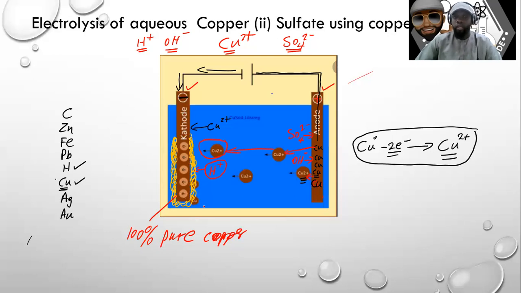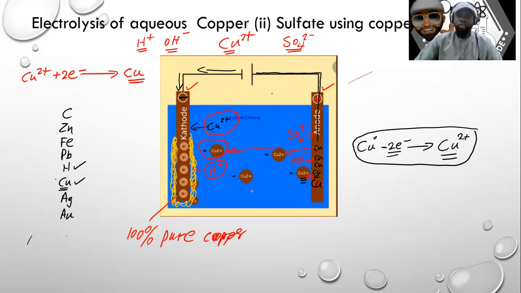Now at the cathode, what is the half equation? At the cathode, the half equation is Cu2+, that is my copper ion there. It will move to the surface of my cathode and accept 2 electrons, plus 2 electrons goes to form Cu, the metal atom. So again, it's pure copper, and this is the technique that is used to purify copper once extracted from its ore.